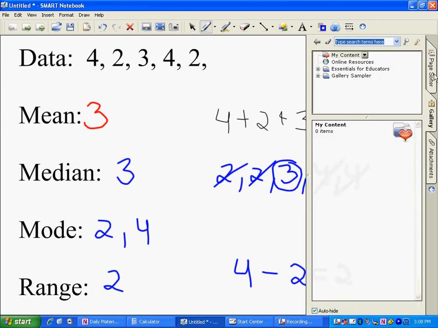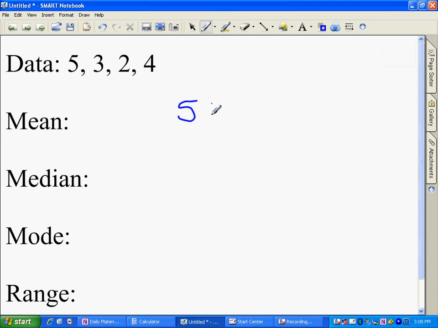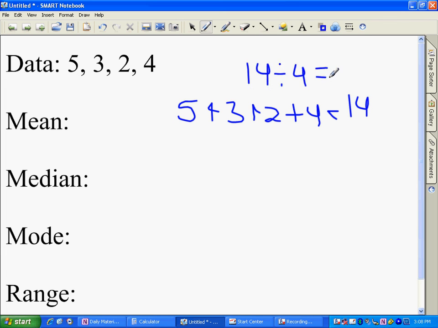Here are some other examples of finding mean, median, mode, and range. For this set of data, for the mean, I'm going to add 5 plus 3 plus 2 plus 4. And when I add, I have 8, 9, 10, 11, 12, 13, 14. And I am going to divide 14 by 4. And when I do that, 4 goes into 14 3 times. And I have a remainder of 2, but we're not going to do remainders because you're in middle school. So we're going to add a decimal. Remember that decimal comes straight up in your answer.